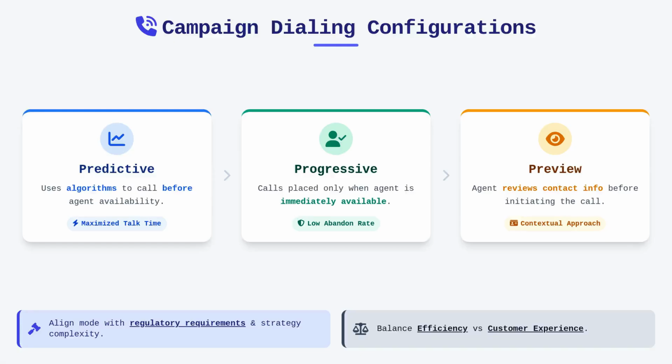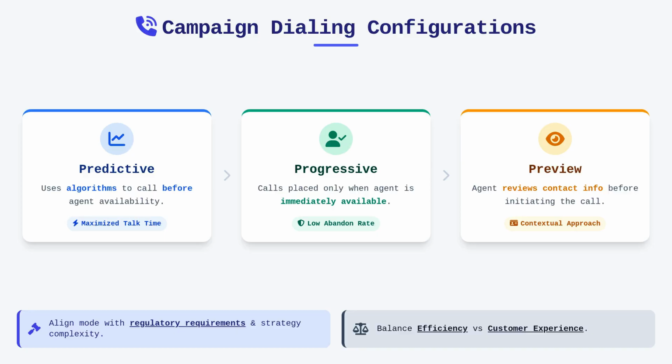Configuring a campaign involves selecting the appropriate dialing mode, which dictates how the system governs agent workload and call velocity. Predictive dialing uses mathematical algorithms to analyze agent availability and average handle time to place calls before an agent becomes free, thereby maximizing talk time. Progressive dialing operates on a more conservative basis, ensuring that an agent is immediately available before a call is placed, which reduces the occurrence of abandoned calls.